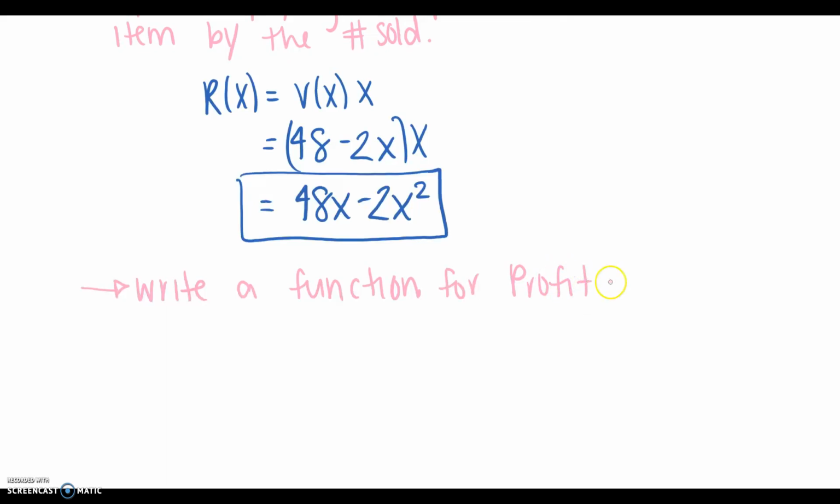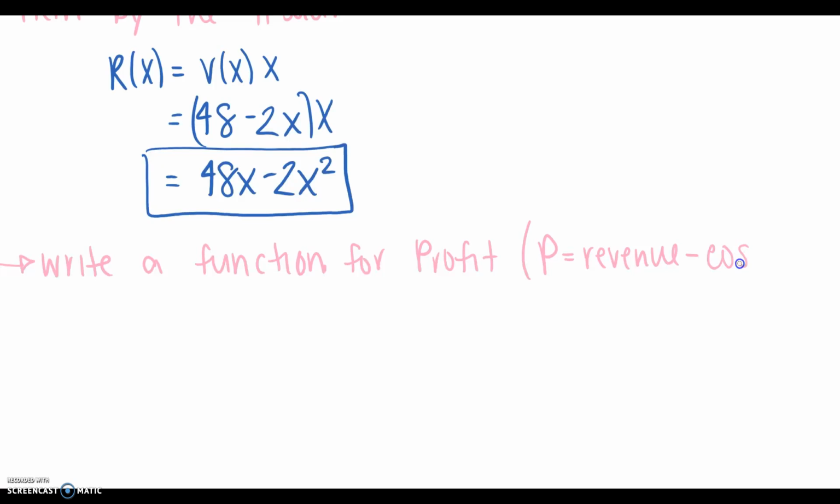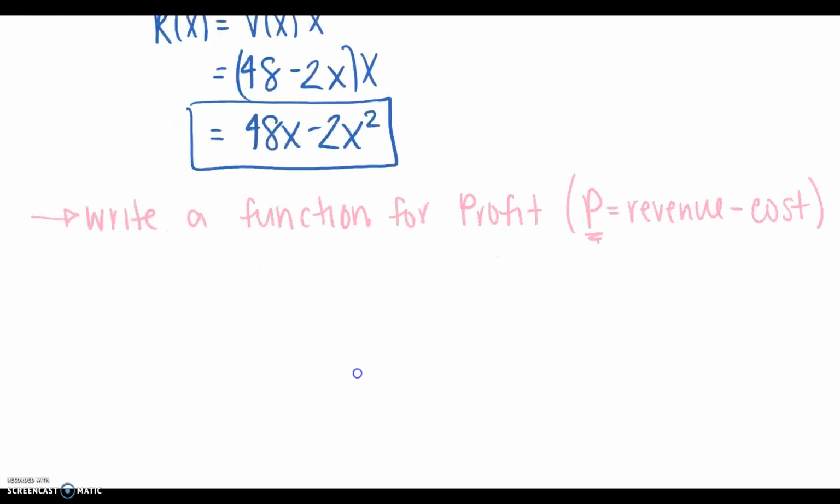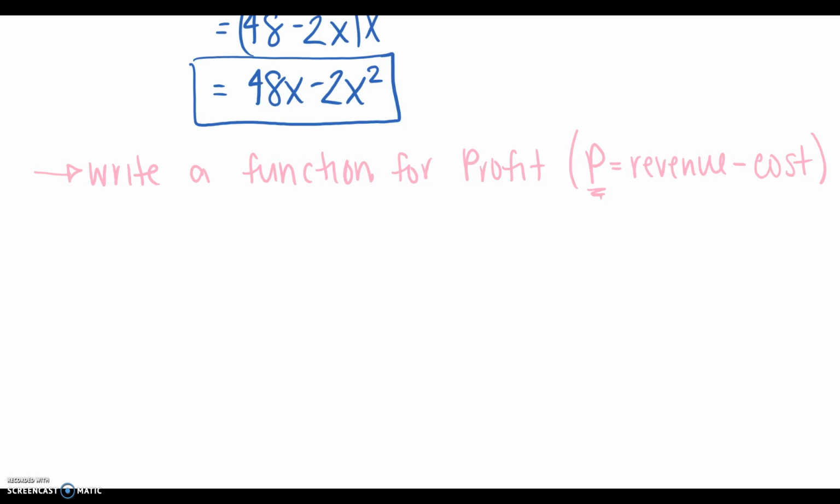So her profit, P, is always going to equal her revenue. So how much does she make? And then we need to subtract how much did it cost to make those, right? To see how much she gets to walk away with, we need to know how much did she make when she sold them. And then we need to subtract out how much it cost for her to make them. So P of x is going to equal her revenue function minus the cost function.